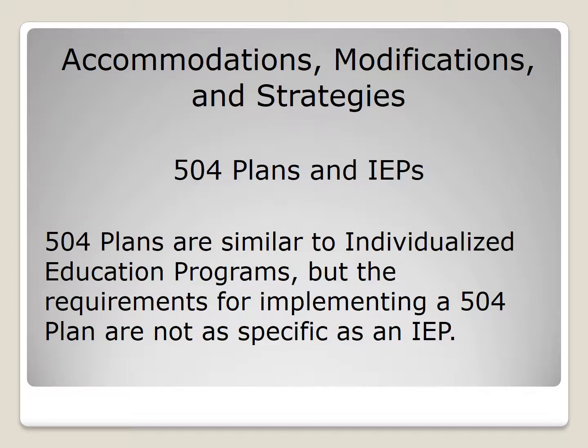A 504 plan comes from the Rehabilitation Act of 1973, Section 504. This section applies to students who have a physical or mental impairment that substantially limits one or more major life activities, including learning. A 504 plan would be for a student that is in need of some sort of accommodation in the classroom, but they do not require special education services. So therefore, the requirements for implementing a 504 plan are not nearly as specific as they are with an IEP.